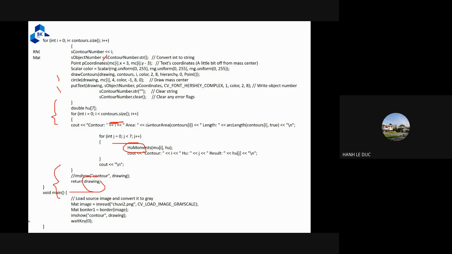And this is the code for you to display and draw the contour. So just follow the code and then you can draw it. You can draw the contour and display the text on the contour.